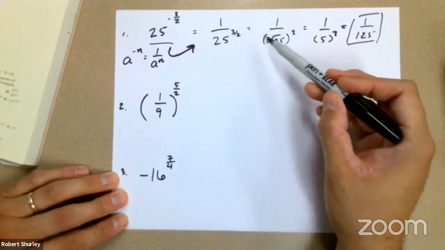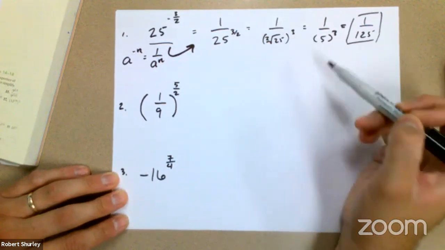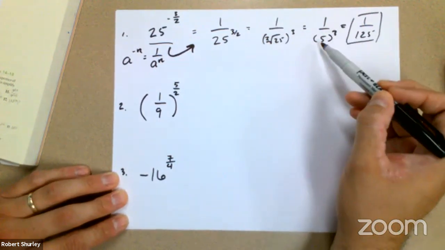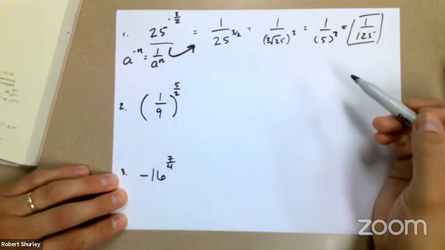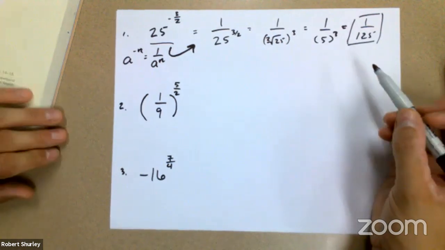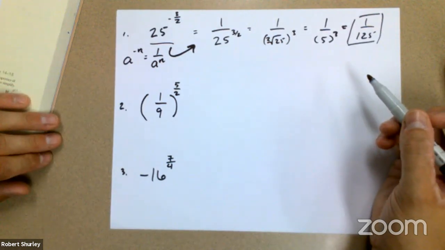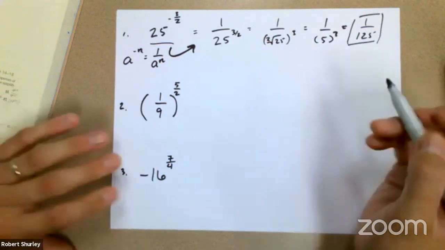And then we're just completing with what we've learned today, but only in the denominator. 25 to the 3 halves. Oh, that's the square root. 25 cubed. Square root 25 is 5. We know that. 5 cubed is 125. So it just moved along as we went. Okay? Questions about that one? Okay.